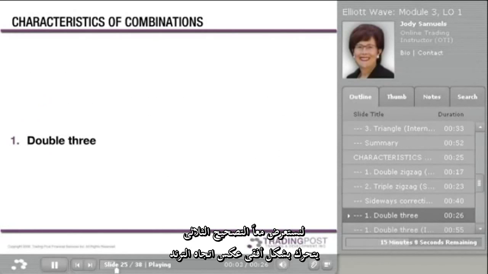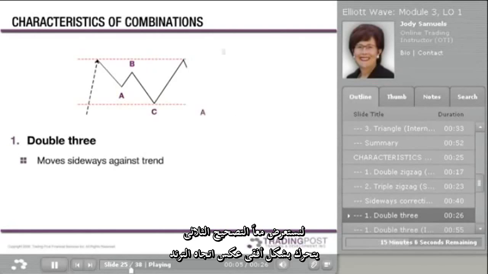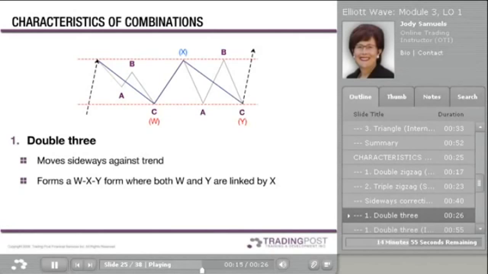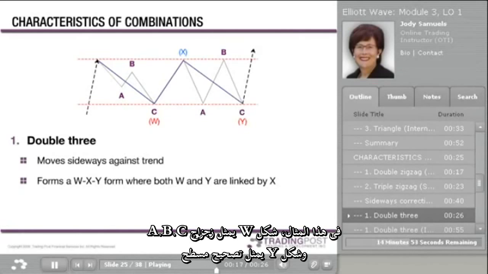Let's review the double three. The double three moves sideways against the trend. It forms a WXY form where both W and Y are linked by X. In this example, W is an ABC zigzag and Y is an ABC flat.